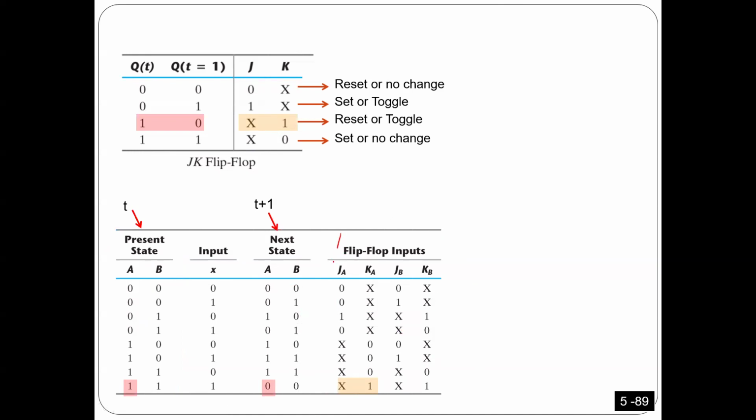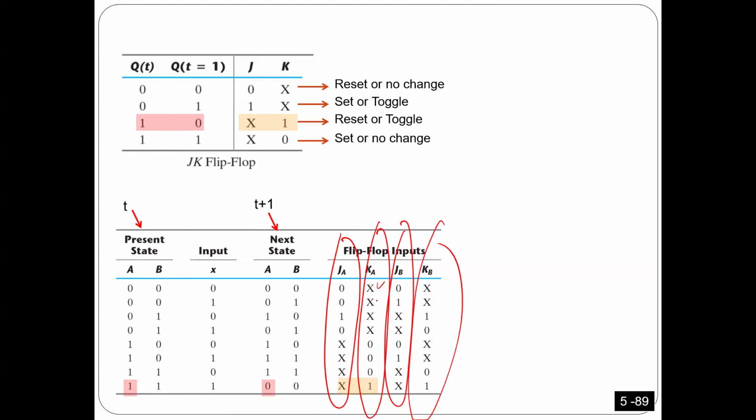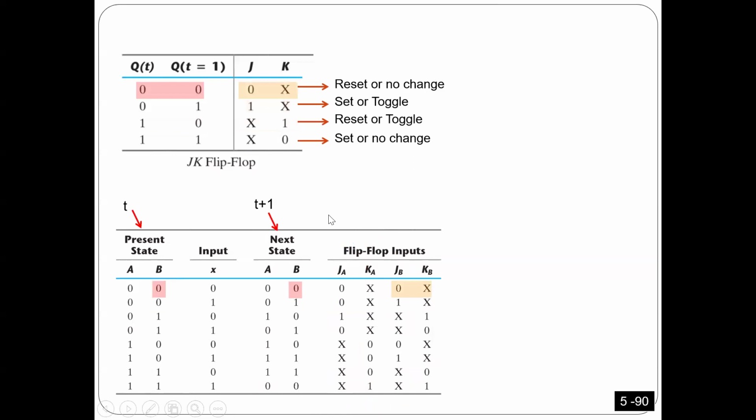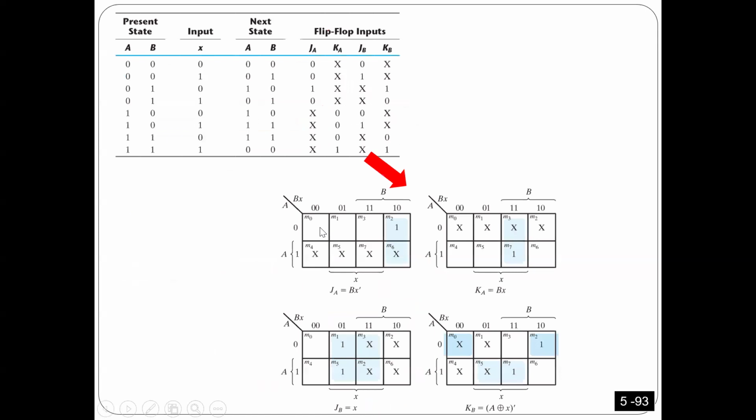So now I need K-maps for GA, I need K-maps for KA, I need K-maps for GB, another K-maps here, and in these K-maps we have a lot of don't cares. Here I'm explaining again, you have to put it for B. So 0, 0, you have to put 0x here, 0, 1, you have to put 1x here, and so on. 1, 0, you have to put x1 here, okay?